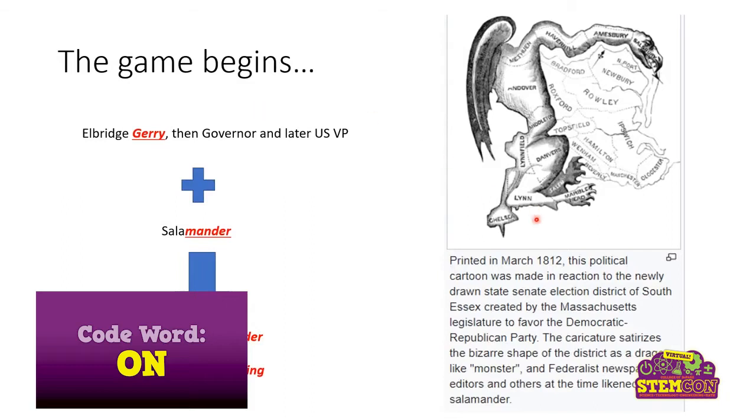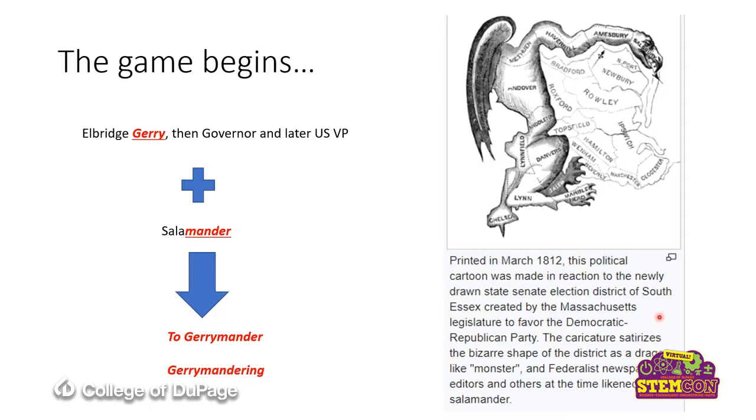This game began in 1812, where the governor of Massachusetts, Elbridge Gerry, signed a bill where a single district was created shaped like this monster. That was successful because it created a favor for his party, the Democrat-Republican Party. And so they took his last name, Gerry, and they thought the district looked like a salamander, and that became to gerrymander or gerrymandering.